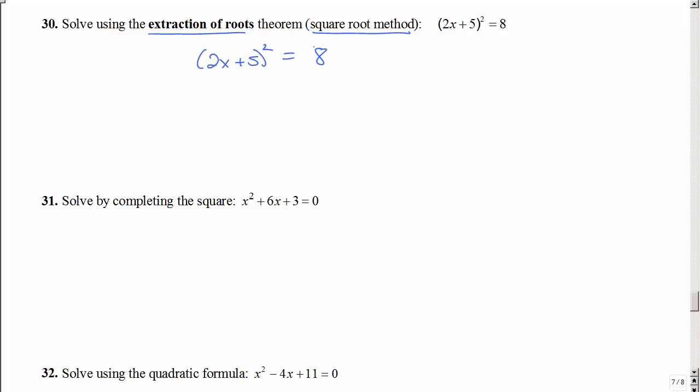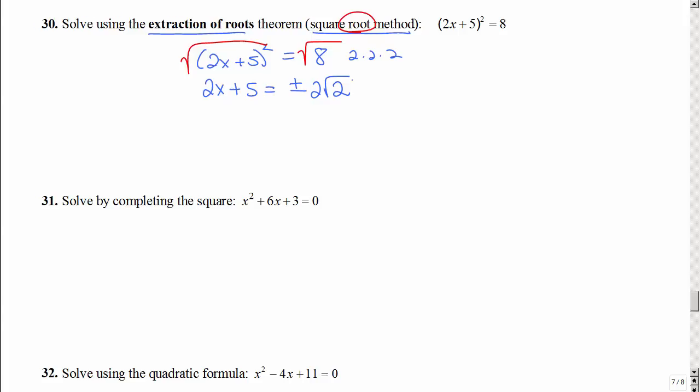So here's our problem. We need to get rid of the square, so I'm going to square root both sides. That's why it's called the square root method. And so a square and a square root undo one another. They're inverse operations. So we just have 2x plus 5. Here you want to make sure you put the plus or minus, and you simplify 8, so we can take out a 2 and leave a 2. So that's the hard step, to remember the plus or minus and to simplify the square root.